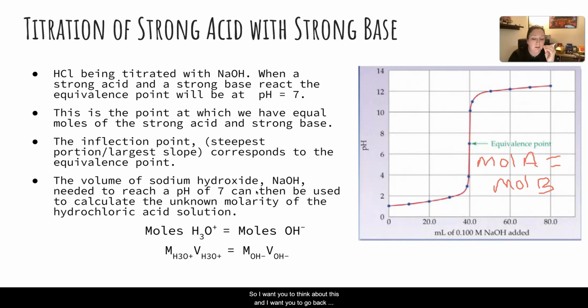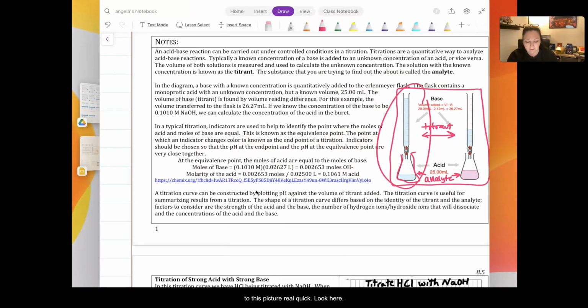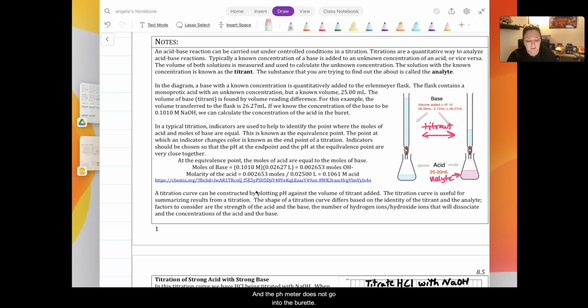So I want you to think about this, and I want you to go back to this picture real quick. Look here. Now, typically we'll have a pH meter, and it's measuring the pH of the solution. And the pH meter does not go into the burette. The pH meter goes into here. So I have a pH meter that's constantly reading the pH inside a flask or a beaker. Sometimes we'll use a beaker because it's easier to get the pH meter in there, but we have some way that we are constantly measuring the pH.